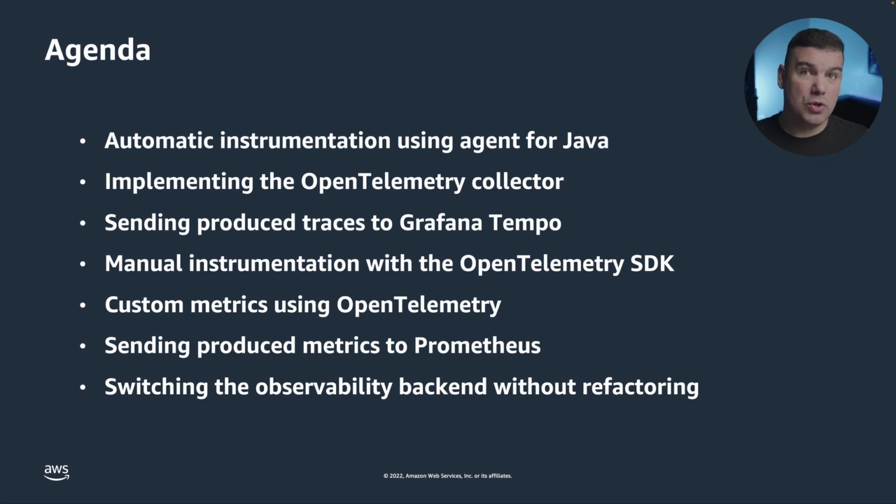Lastly, I'm going to show you how you can configure the OpenTelemetry collector to switch the observability backend from Grafana Tempo to AWS X-Ray and from Prometheus to Amazon CloudWatch without necessarily touching a single line of the instrumentation code that you have built in the microservices implementation.